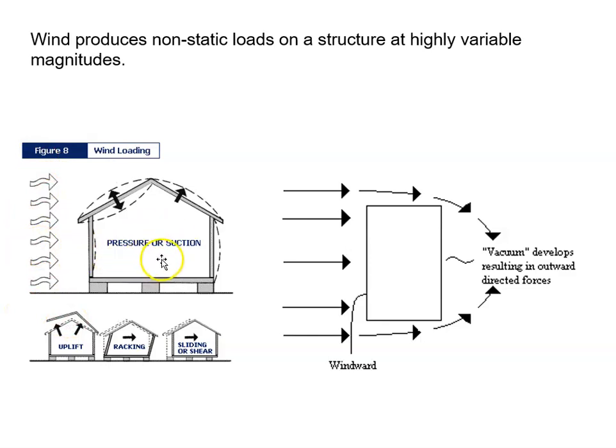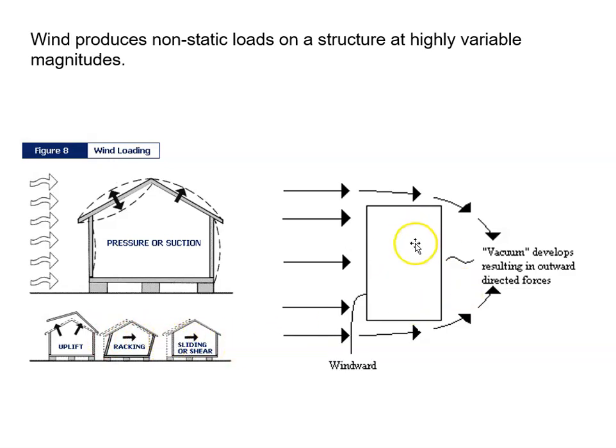It's creating a pressure or suction inside, and it has complex effects on buildings. Failures can include uplift, taking the roof right off, racking the building, or actually shearing or sliding the entire building.